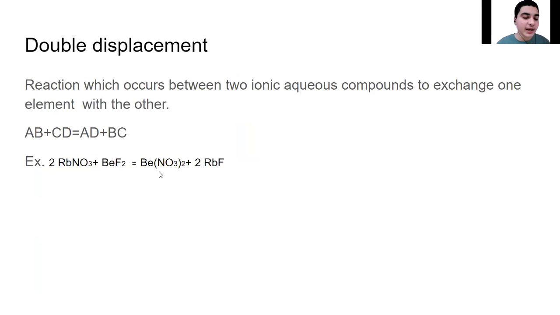Okay, and finally we have double displacement. A double displacement reaction is also a more complicated reaction because it only occurs when two liquids or aqueous ionic solutions are combined together to exchange one element with the other. The general structure, which is all you need to understand for this video, is AB plus CD equals AD plus BC. Basically, each compound exchanges one element with the other.